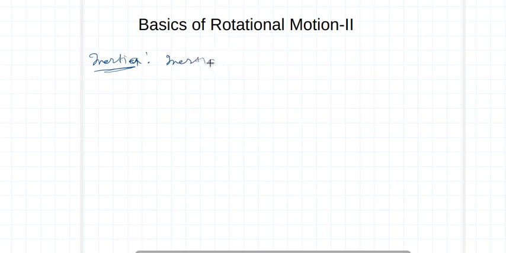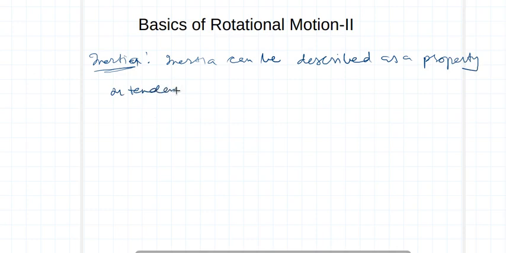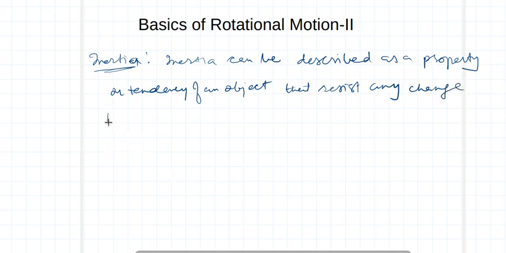So inertia can be described as a property or tendency of an object that resists any change to its state of rest or motion. Right.